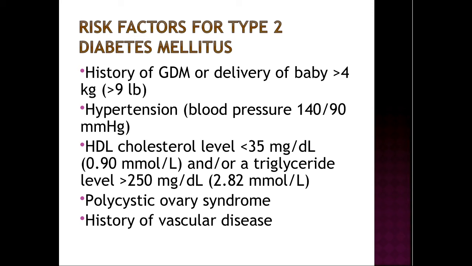Hypertension, blood pressure over 140/80, increases risk of development of this pathology. High density lipoprotein level under 35 milligrams per deciliter, or triglycerides over 250 milligrams per deciliter, also increase the risk of developing the second form of diabetes mellitus. Polycystic ovary syndrome and history of vascular disease are factors which play a very important role in risk of development of this pathology.